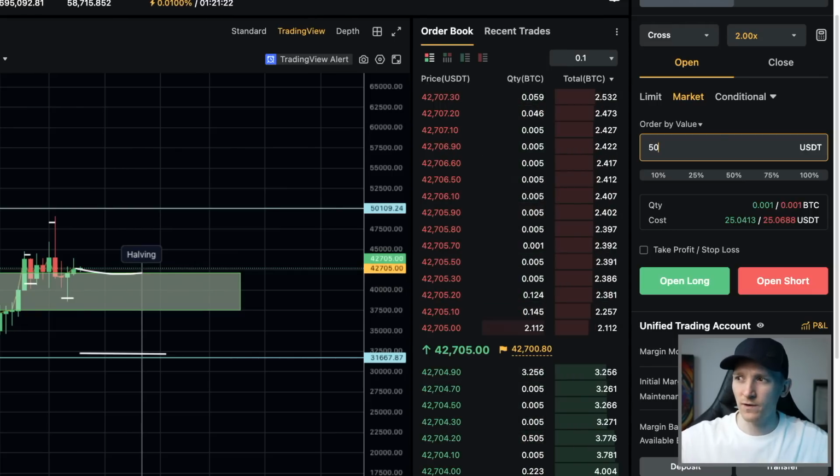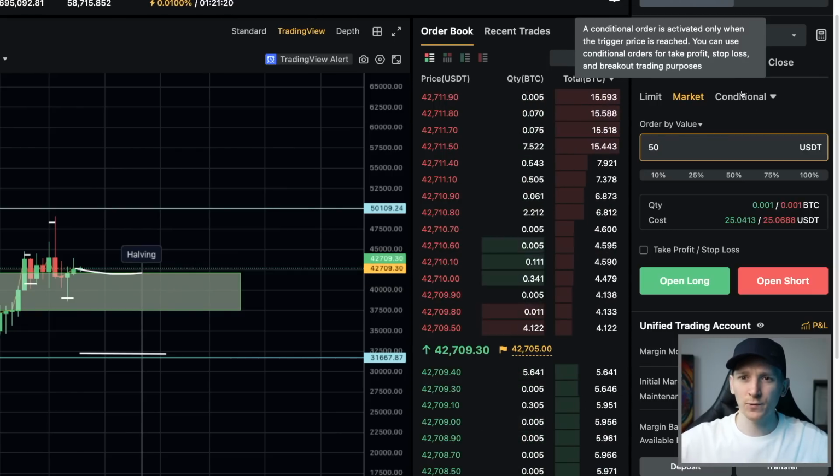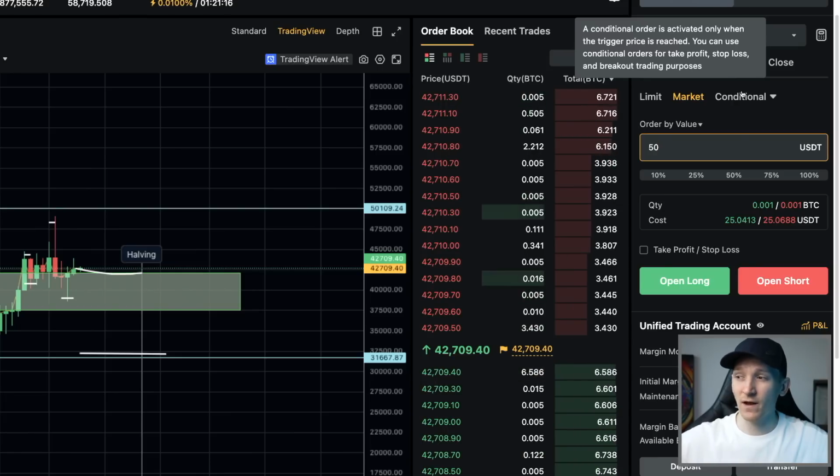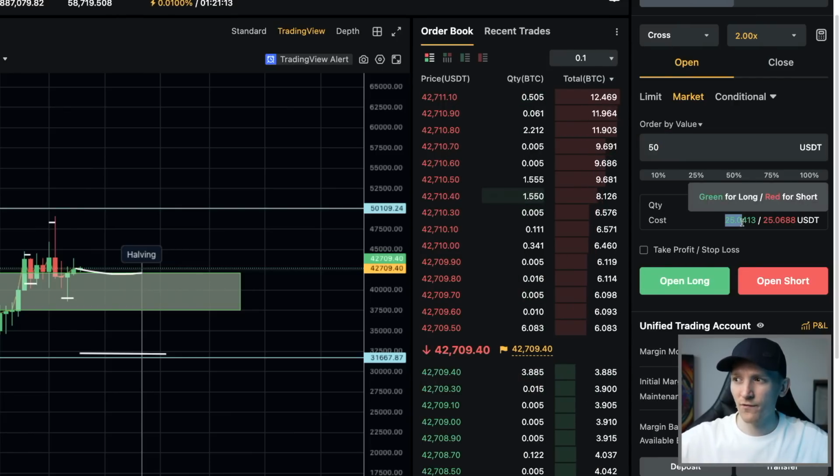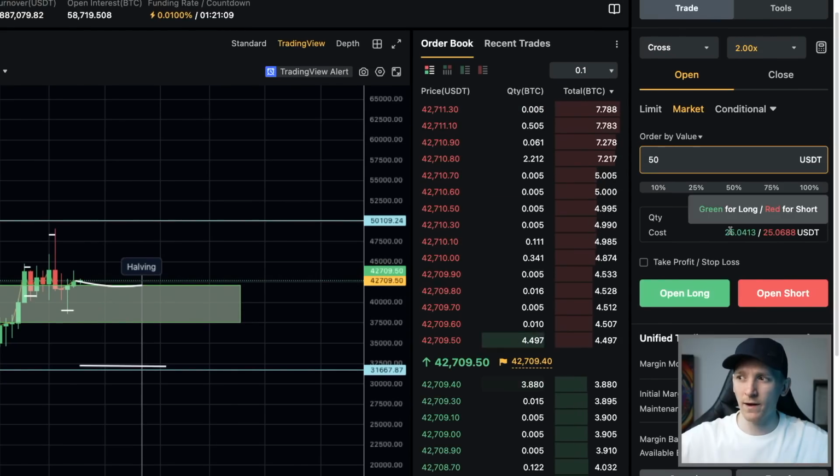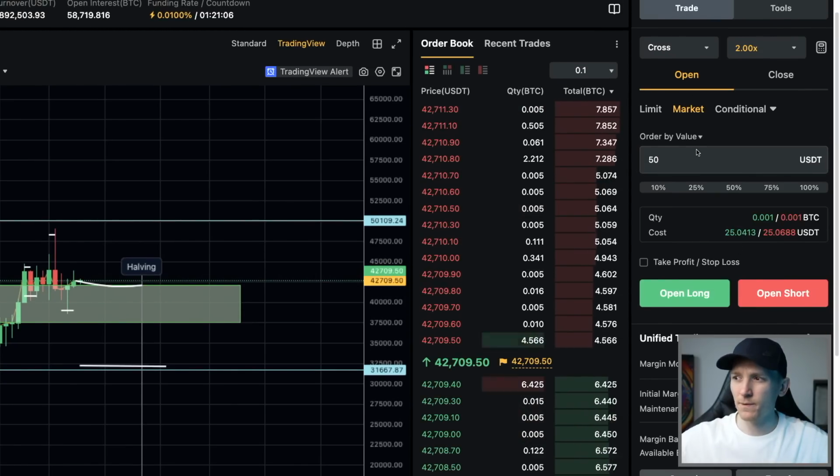So I'm just going to open a $50 trade here with 2x leverage, which means 2x on my collateral. So I should be funding half of this position. $25 out of 50 is half. So that's a 2x on my cost. 25 times 2 is 50. So we can just open this position.